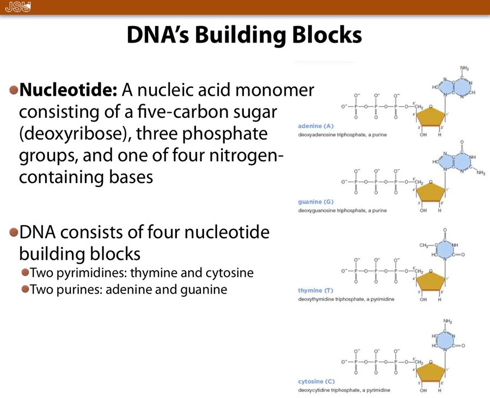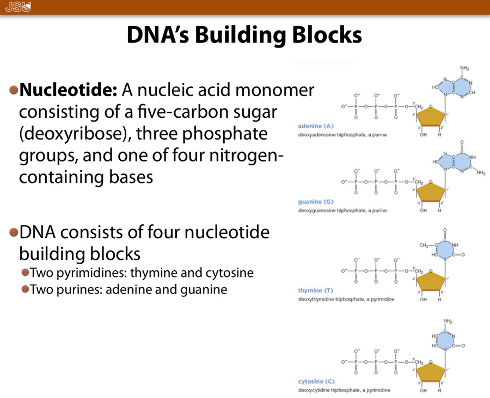Adenine, guanine, thymine, and cytosine. You also need to know the base pairing rules. A matches with T, G matches with C. You have to know those complementary rules. You also have to know what a purine is and what a pyrimidine is.